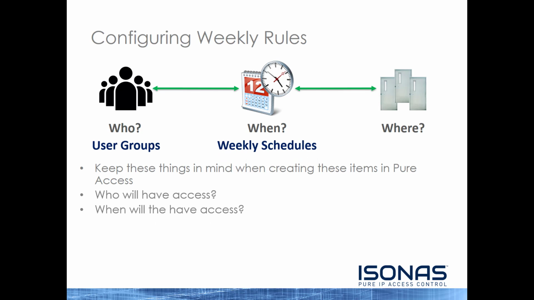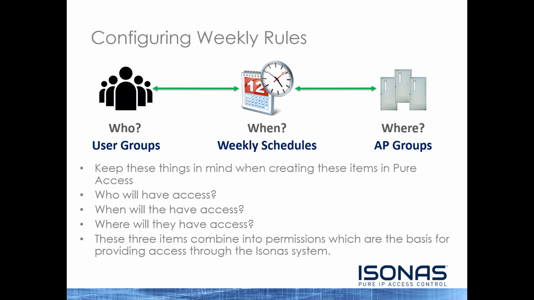When will they have access? These are our weekly schedules, Monday through Friday, 6 a.m. to 6 p.m., 24/7, etc. And then where will they have access? And these are access points, and again, we put these into logical groups to make management easier. We then combine these three items into permissions, which are the basis for providing access through the Isonas system. So these three items, the who, when, and where, are configured into weekly rules.